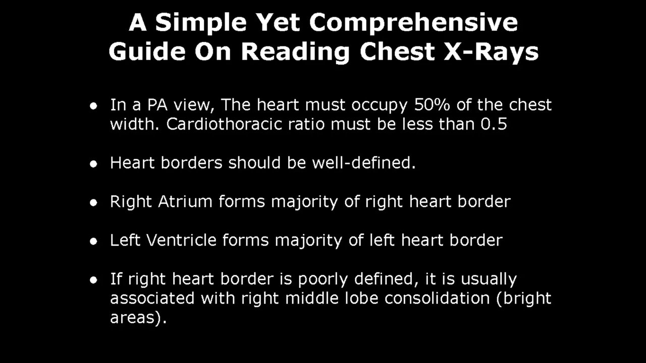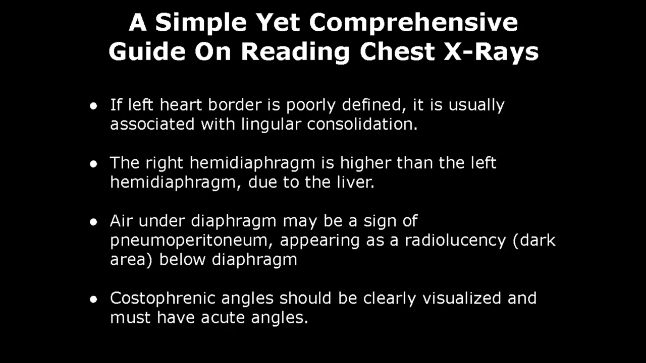The right atrium forms the majority of the right heart border, and the left ventricle forms the majority of the left heart border. If the right heart border is poorly defined, it may be due to right middle lobe consolidation of the lung. If the left heart border is poorly defined, it could be due to lingular consolidation.